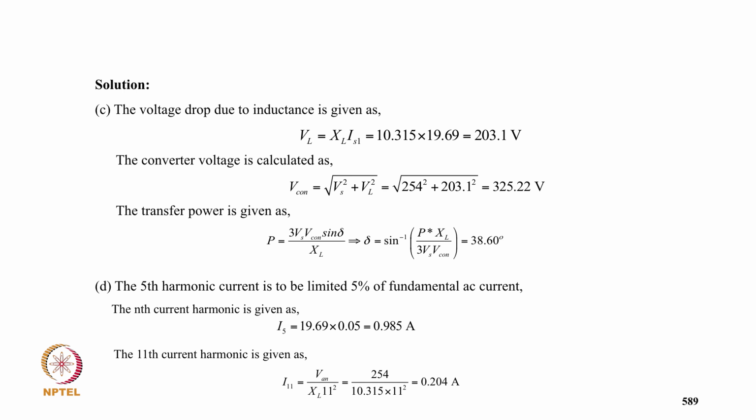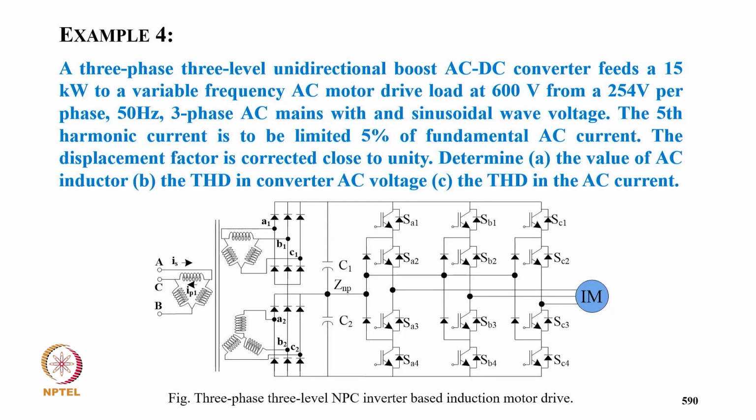And the voltage drop due to inductance VL equal to XL IS1. So it comes 203. We convert it under VS square VL square, so 325, and P equal to delta equal to 3.47, and fifth harmonic limit of 5%, so IS5 equal to 0.9, I11 to 0.25.